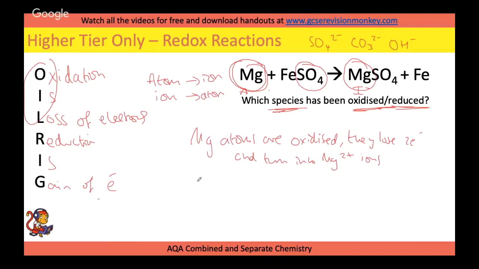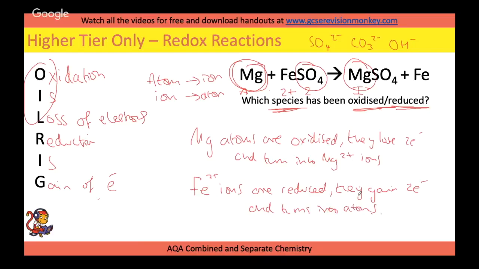So then we can write, if we were asked to write about reduction, the iron ions, so Fe2+, because if that's 2 minus, that's got to be 2 plus to balance it out. Iron ions are reduced. They gain 2 electrons and turn into atoms. Okay, so that's redox reactions. The sulfate ion just stays the same. It's an ion there and it's an ion there.